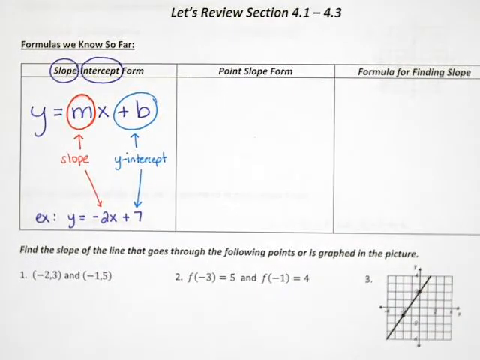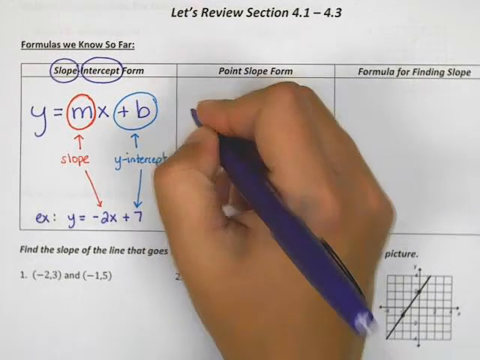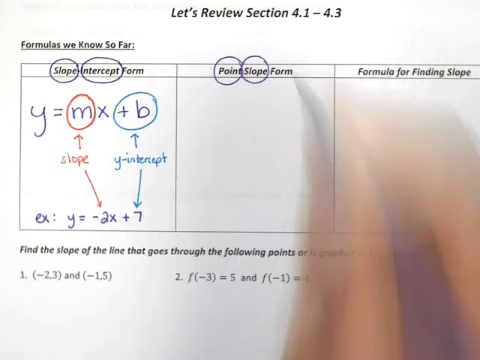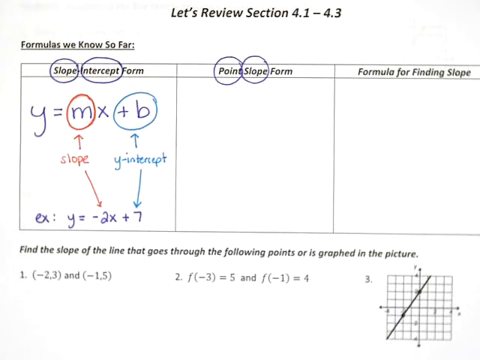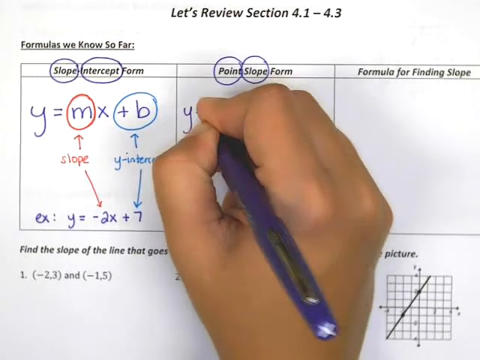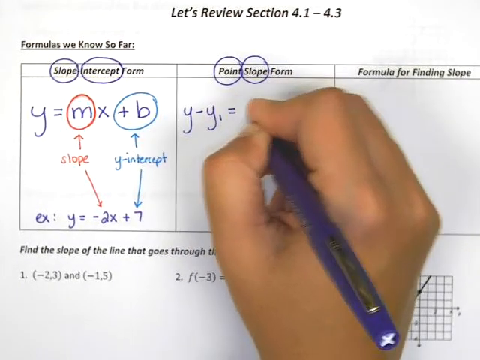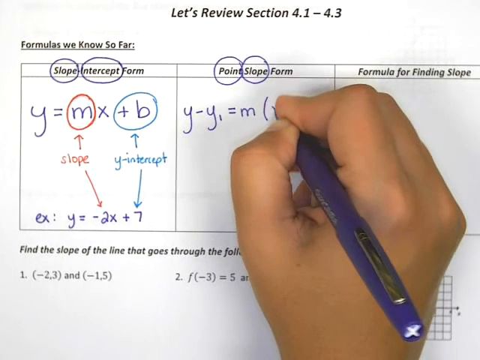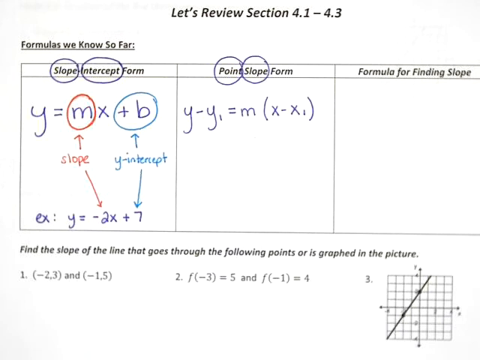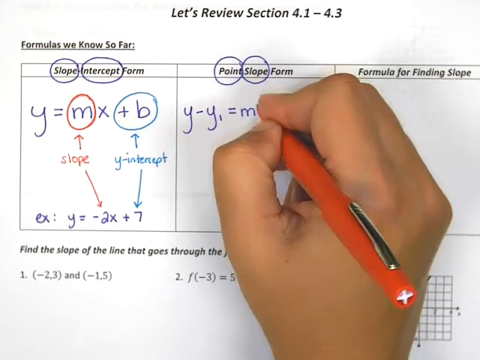Now the second equation that we should know from this chapter is point slope form. And the reason it's called point slope form is that in the equation, instead of having the slope and a y-intercept, we have a point from the graph, like an ordered pair, and the slope. So this equation looks like this: y minus y1 equals m parentheses x minus x1. In this equation, the slope is still m.